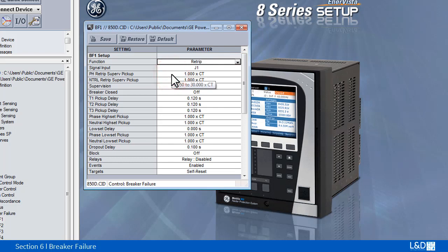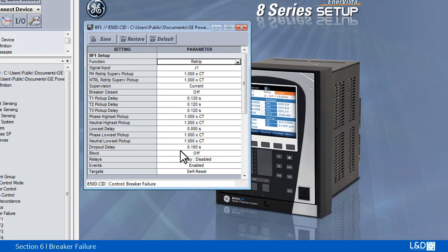the scheme will be initiated by the phase or neutral current higher than the retrip supervision pickup. It immediately sends a trip signal to the breaker initially signaled to trip. In this way, it reduces the possibility of widespread tripping from a declaration of a failed breaker. This feature is usually described as retrip.